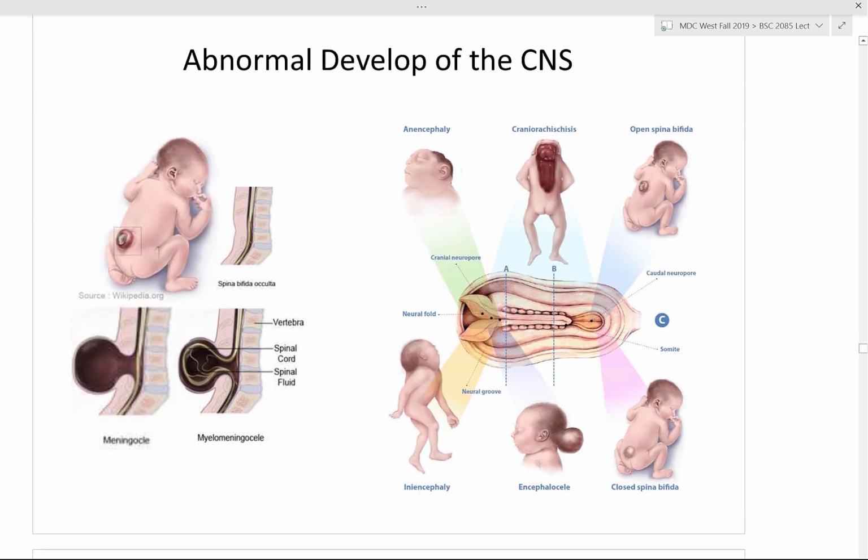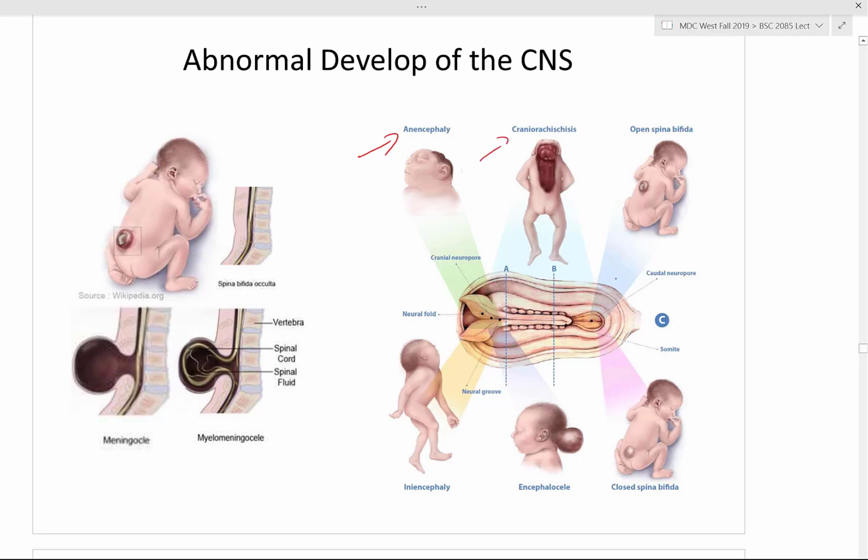What are some of the abnormal developments of the central nervous system? So, central nervous system, brain and spinal cord. Your spinal cord can have different ways of malformations. Like, for example, what? Anencephaly. Anencephaly means what? No brain. Okay? You can have a newborn that has no brain.